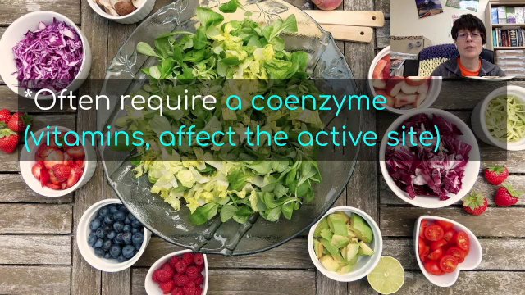They often require a coenzyme like vitamins because these affect the active site. So that's why it's important to eat a diet with lots of colorful fruits and vegetables, because all those fruits and vegetables, they're those different colors because of the different vitamins that they have in them for you.